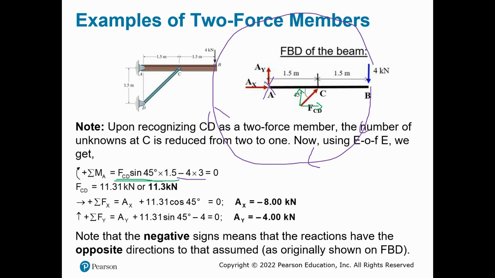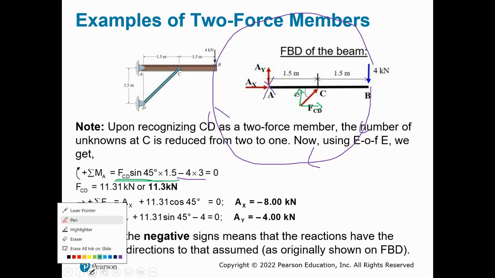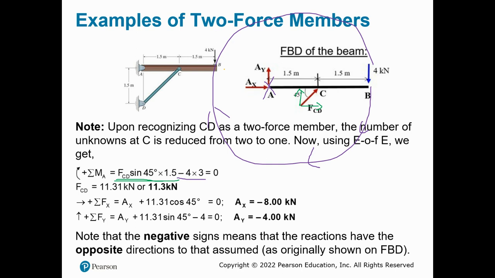Then next, we're going to write sigma Fx equal to 0. So the sum of all the forces horizontally equal to 0. You have your AX, and you have the horizontal component of your FCD. And then also you have sigma Fy equal to 0. All the forces in the vertical direction in our case will be AY, the vertical component of your FCD, plus the negative 4 kilonewton because it's going down. So there are our three equations and three unknowns. We're solving for AX, AY, and FCD.